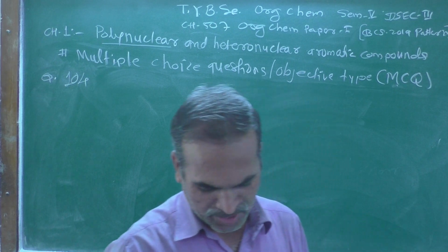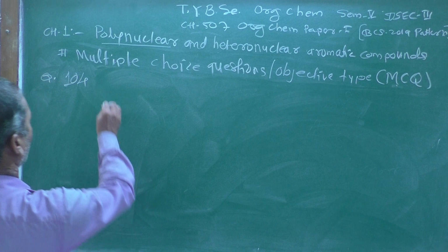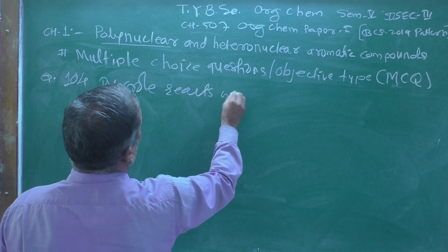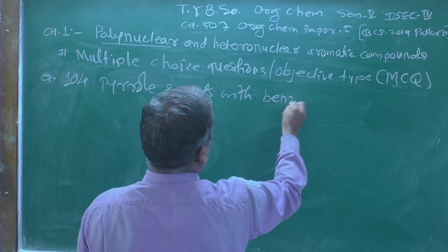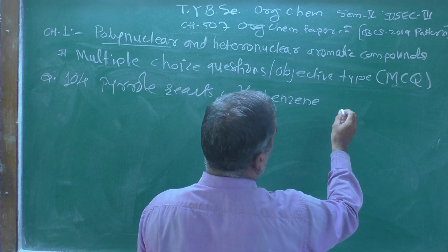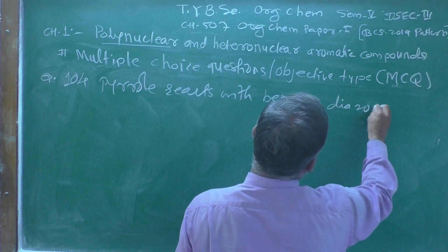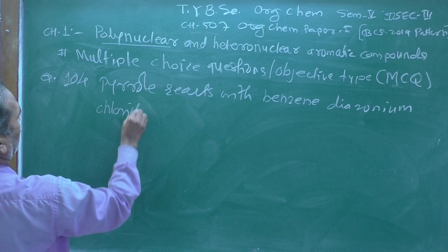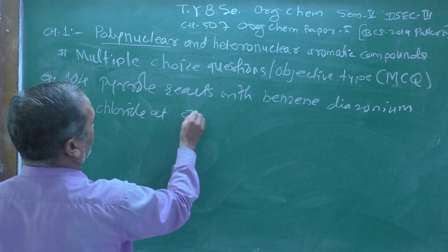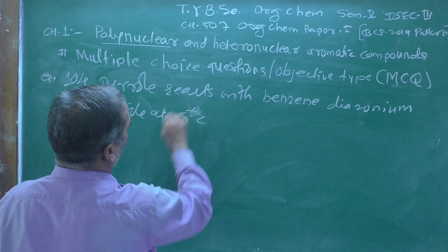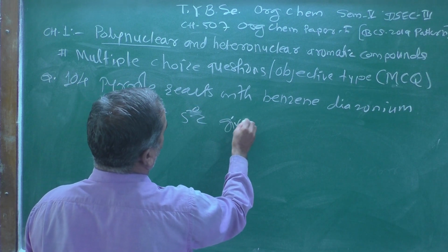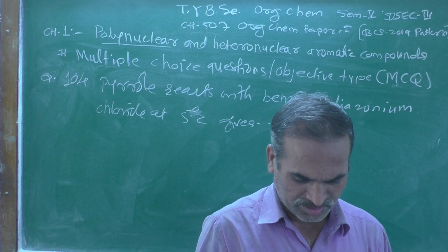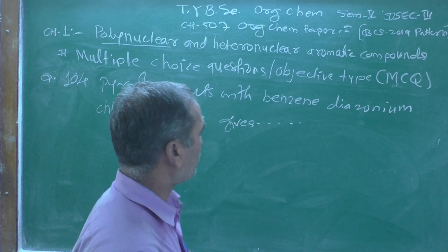Pyrrole reacts with benzene diazonium chloride at 5 degrees centigrade, gives dash. And what it gives, let us see, the options are given.